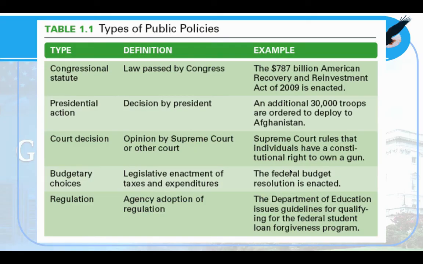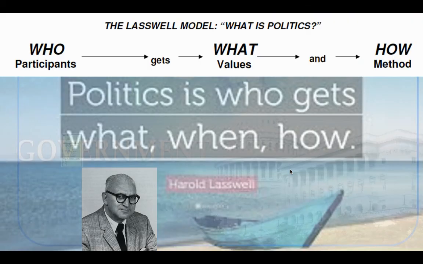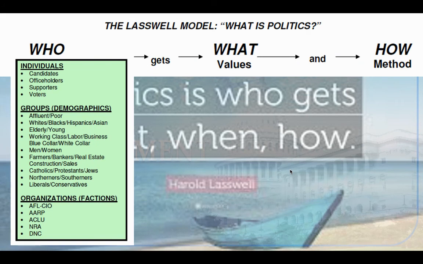So, guys, there's many different types of policies. It could be congressional, it could be the president's executive order, a court decision, and regulations by bureaucracy. You could see a lot of these. And Laswell, this famous politician from, looks like the 70s, he said, what is politics? He defined what it is, and it's about who gets what, when, how. This is also an economic principle you might learn in econ, but it's simply, he's defining what politics are.